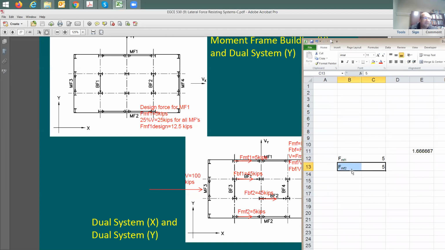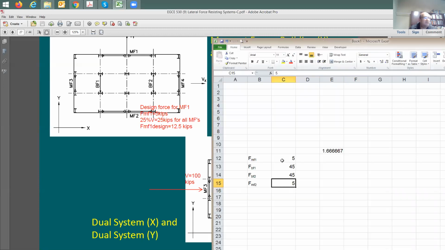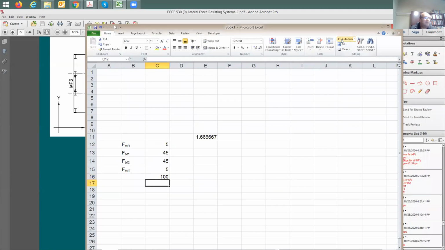And then I have also the brace frames, right? So I'm going to say the force in brace frame 1 and the force in brace frame 2, correct? So I put here 45, 45, and the total of all of these forces, 100. All right, so this is going to be based on the stiffness distribution. For the moment frames, I'd like to see at least 25%.